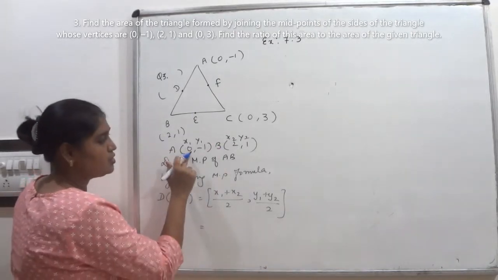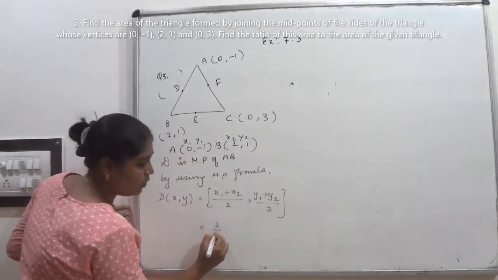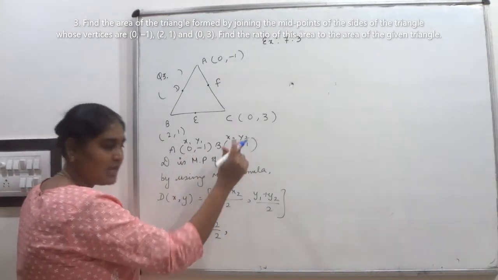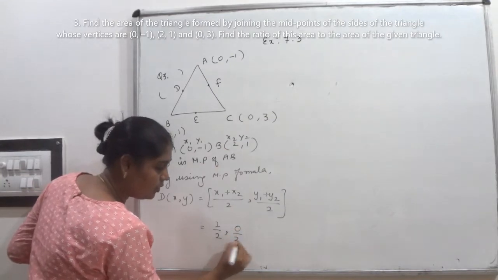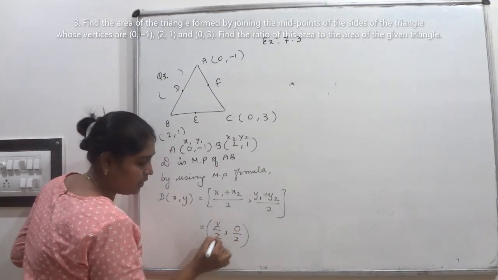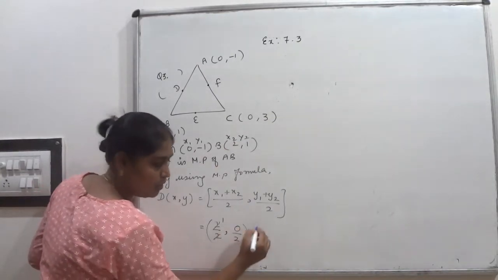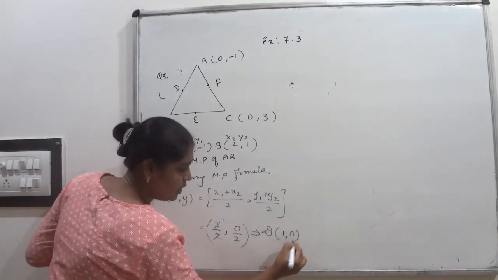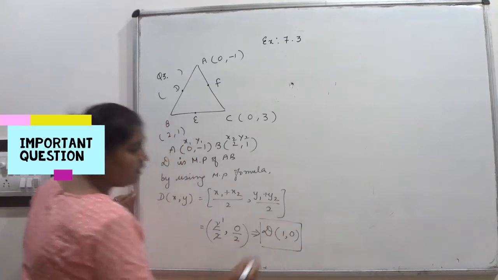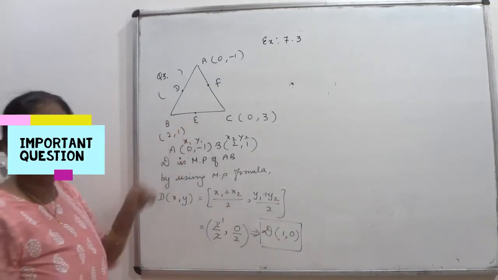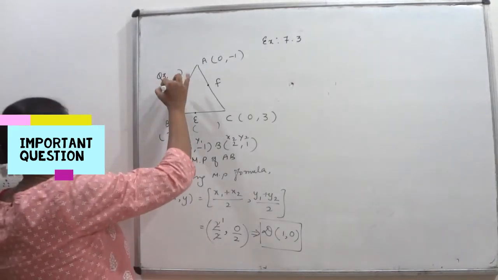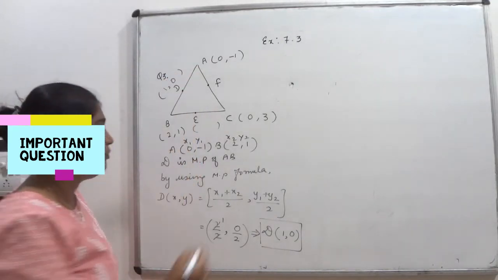x1 plus x2, 0 plus 2, that is 2 upon 2, comma, y1 plus y2, that is -1 plus 1, it will give you 0 upon 2. So 2 and 2 cancel, and 0 upon 2 is 0. So the D coordinates are (1, 0). Then we have to find the E point coordinates also. Write here D point, that is (1, 0).